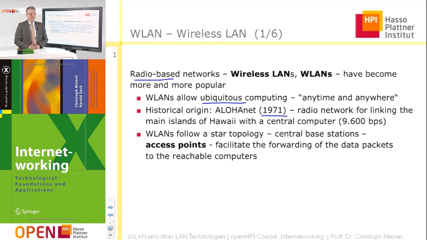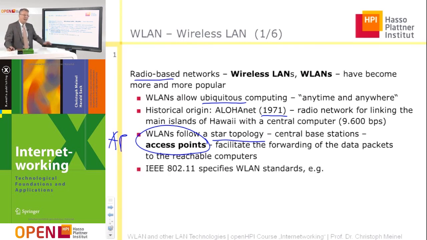How does such a wireless LAN operate? They follow a star topology, and at the center of the star is the base station. This is the so-called access point, also AP. This access point facilitates the forwarding of the data packets from all the computers that are in a certain area around it. They hand over their data packets to the access point, and the access point hands them over to the receiver or to the internet if the internet is connected.